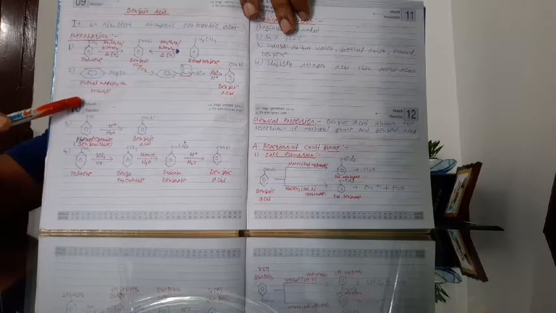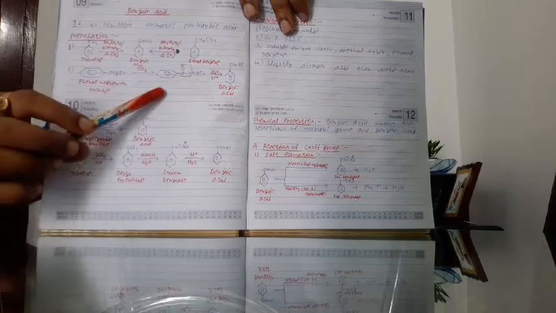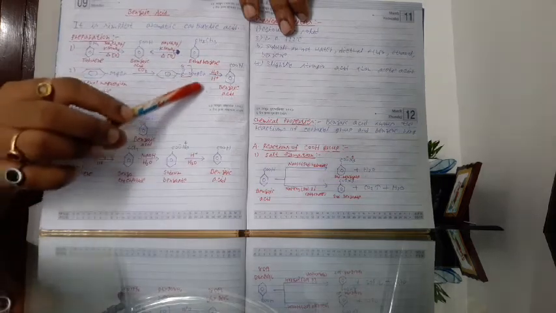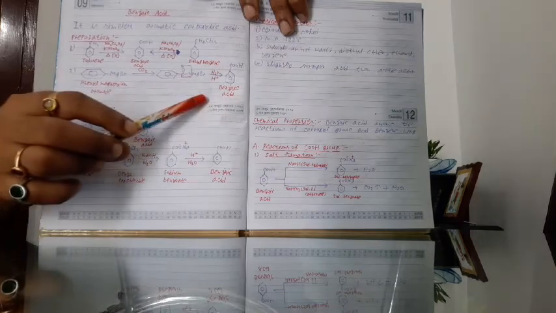Phenyl magnesium bromide reacts with carbon dioxide and is converted to an intermediate compound, and in the second step, by hydrolysis, it is converted to benzoic acid.